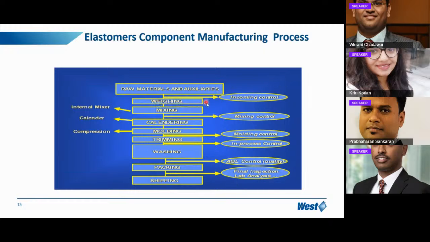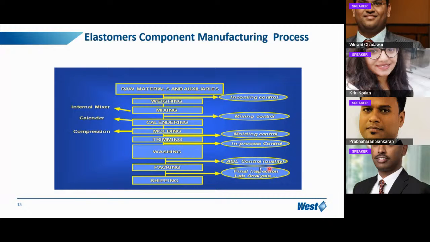So for each step, you can see there is a QC check, a quality control check. In case of weighing, there is an incoming control. So there is a QC person who checks whether the right amount of all the ingredients is added in the formula or not. In terms of mixing, there is a mixing control. What is the RPM of that mixing tumbler? That is also checked by our QC team. Then in terms of molding, there is also molding control, which is monitored by quality control. And there is also trimming, which is also in process. So at every step you can see there is a quality check, which is controlled by our quality team.